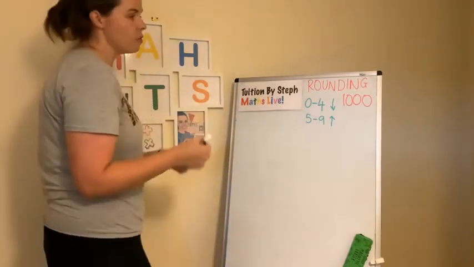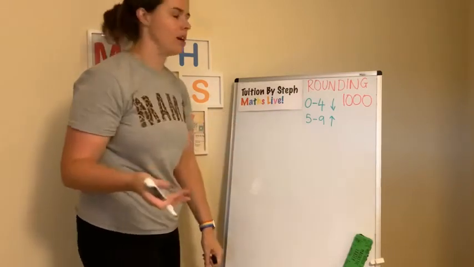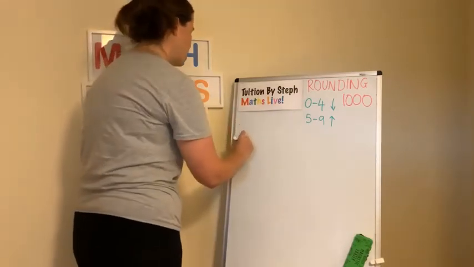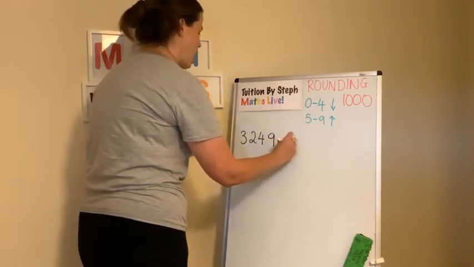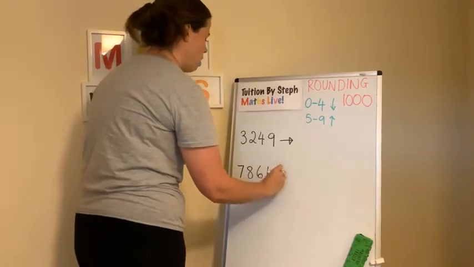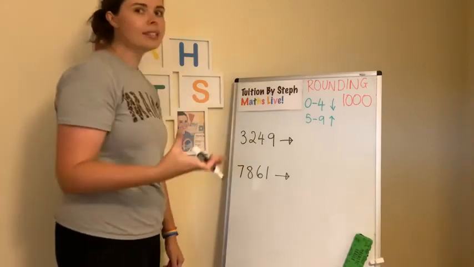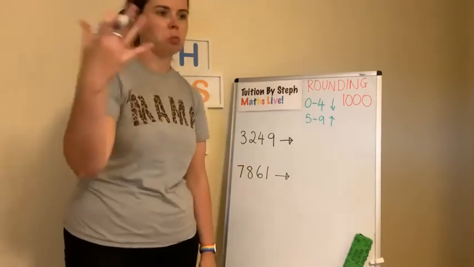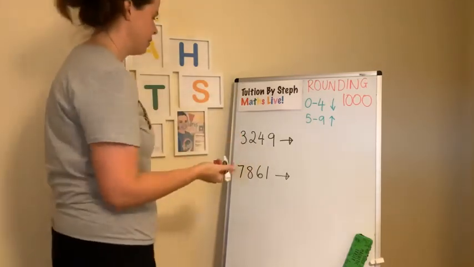Okay, so round to the nearest thousand now. So we're going to focus on numbers that are in the thousands. So 3,249 and let's say 7,861. There's my first two examples. So our answer has to be a multiple of 1,000: 1,000, 2,000, 4,000, 9,000. Has to be.